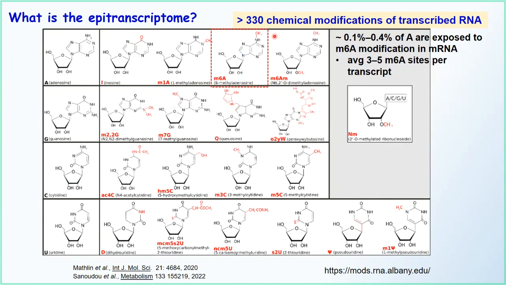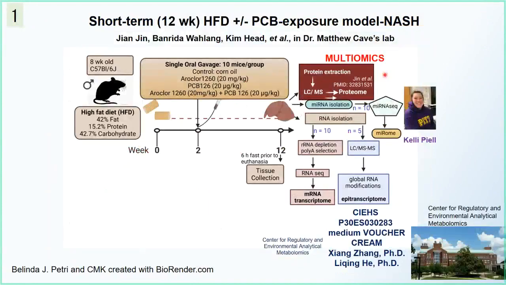Now, m6A, which is N6-methyladenosine, is the most common epitranscriptomic mark in transcribed RNA. But yet, in mRNA, only 0.1% to 0.14% of A's are actually modified with that methyl group on the sixth position. So it's only an average of 3 to 5 m6A sites per transcript. So these are rare events in the transcriptome, and yet they regulate the processing of mRNA, as we shall soon see, as well as the function of tRNAs and ribosomal RNA.